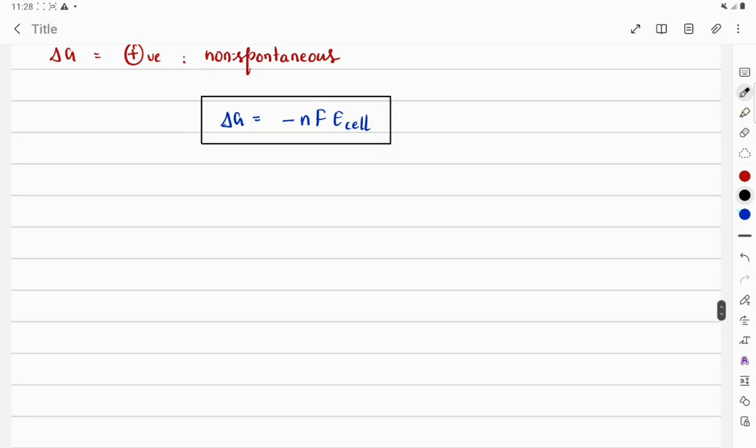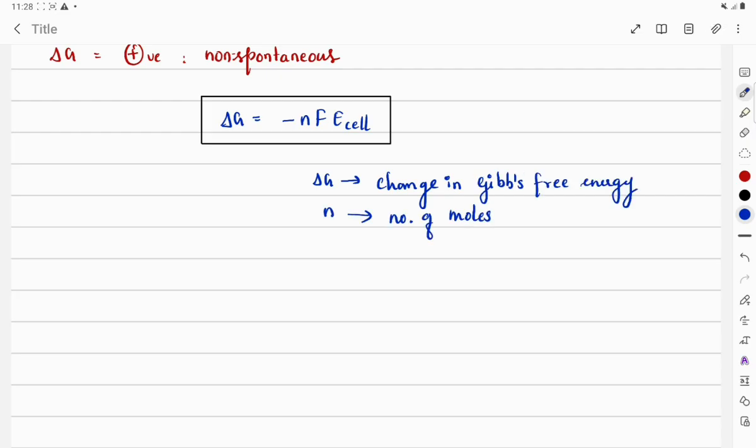Delta G is equal to minus nF E cell. So delta G is obviously the change in Gibbs free energy. n represents the number of moles of electrons and F represents the Faraday. Faraday is a constant value which is equal to 96500 coulombs, and that is called 1 Faraday. So 1 Faraday is equal to 96500 coulombs. And finally E cell is the cell potential.